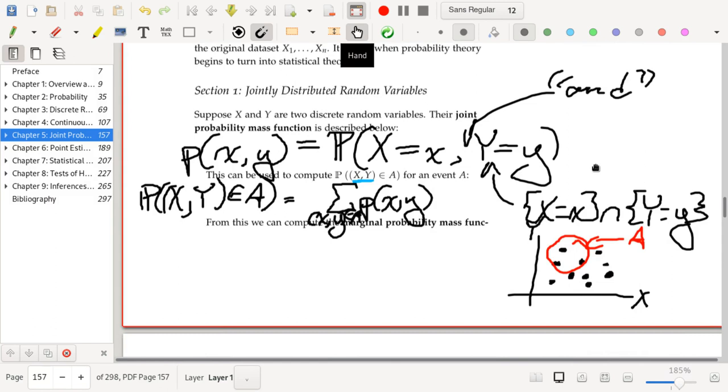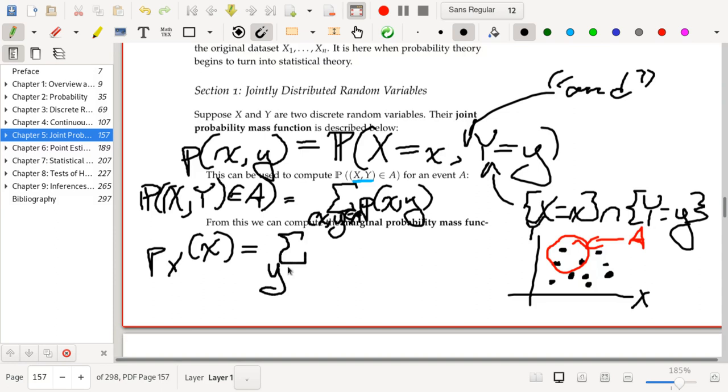From here, if we wanted to, we can compute marginal probability mass functions, because yes, we have a joint distribution, but we do still care about what the distribution of X is and what the distribution of Y is. To get the distribution of just X alone, regardless of whatever Y is, what we would do is sum up the probability mass function over y, wherever the probability mass function is non-zero, which I'm often going to just abbreviate as y. So sum up over y the probability mass function.